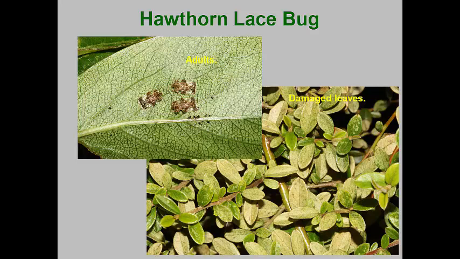Lace bugs are divided into two biological groups: those that attack deciduous plants and those that attack broadleaf evergreens. The species that attack deciduous plants overwinter as adults, while those that attack evergreens overwinter as eggs inserted into leaf tissues. Hawthorn lace bug adults overwinter in the leaf litter under and around their host plants.